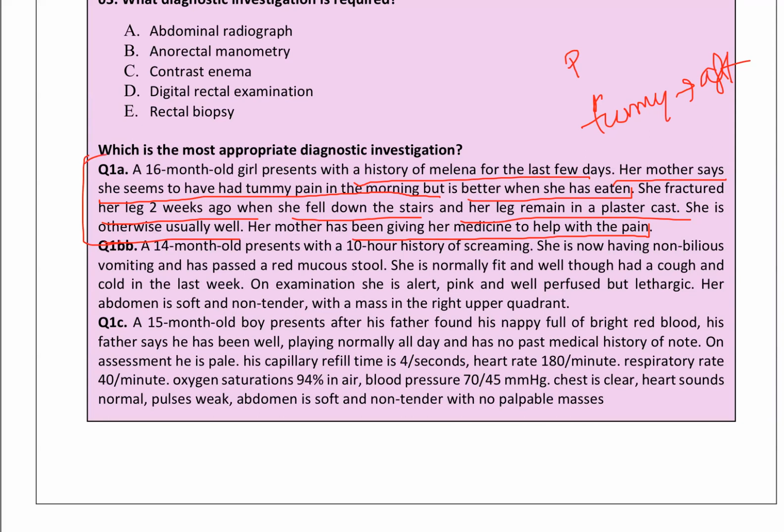Then another scenario: a 14 month old girl presents with a 10-hour history of screaming, now having non-bilious vomiting, and has passed a red mucoid stool. She is normally fit and well, had a cough and cold in the last week. On examination, alert, pink, well perfused, but lethargic. Her abdomen is soft, non-tender, with a mass in the right upper quadrant. So here, what do you get? Second scenario.